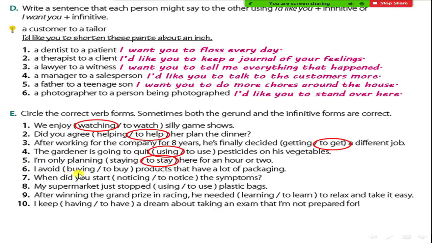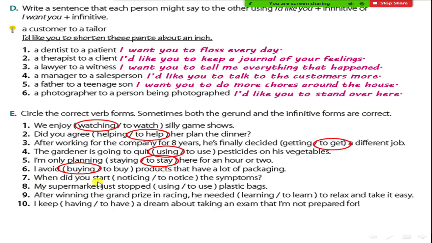I avoid buying or to buy products that have a lot of packaging. Yes, Rakan. I avoid buying. Yes, avoid buying. After avoiding, we use the gerund.